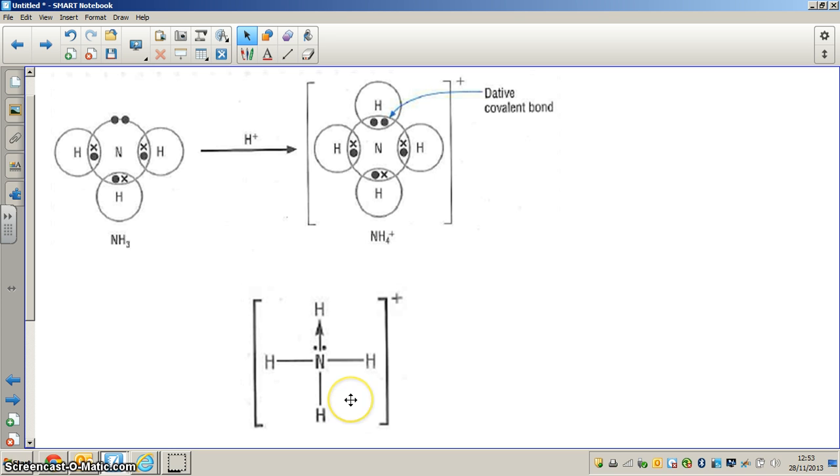So that's it. That's dative covalent bonding. It's the sharing of a pair of electrons between atoms, where the electrons come from one of the elements forming the bond only. And in this case, just to recap, it's the pair of electrons from the nitrogen being shared by a hydrogen ion to form this ammonium ion.